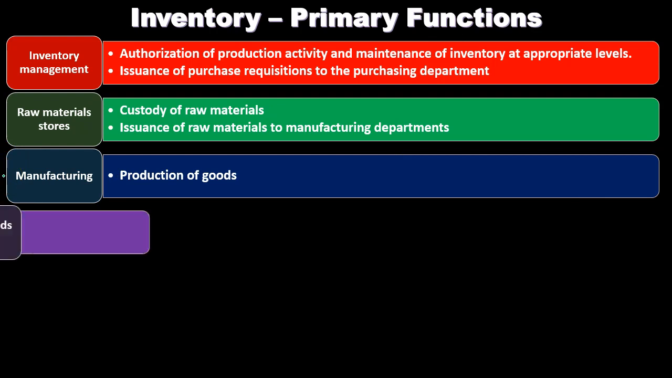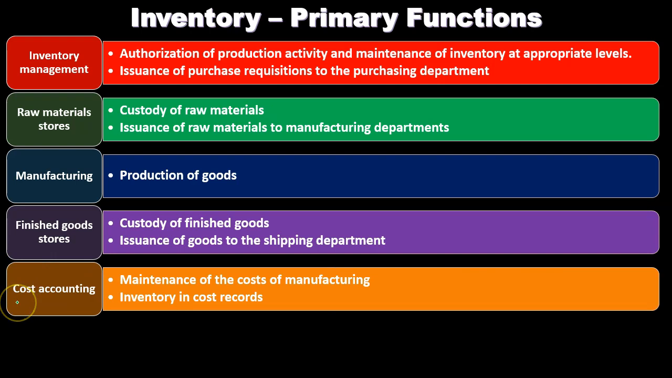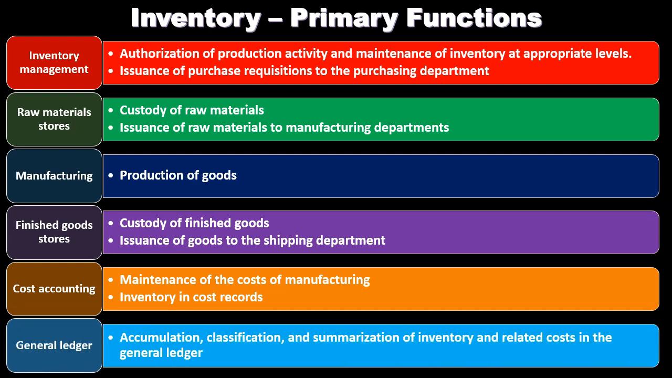That's going to be the production of goods. Then we have the finished goods storage. So the storage of the finished goods involves the custody of finished goods and issuance of goods to the shipping department. Then we have cost accounting. Cost accounting is the maintenance of the cost of manufacturing. So we have to account for the maintenance of the inventory in cost records. We want to make sure the inventory is in the cost records. Then we have the general ledger. The general ledger is, of course, the accumulation, classification, and summarization of inventory and related costs in the general ledger.